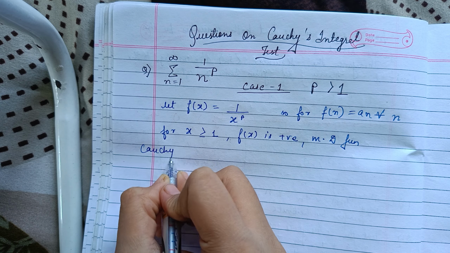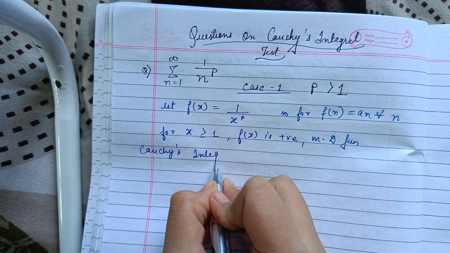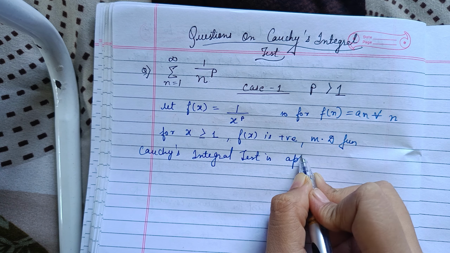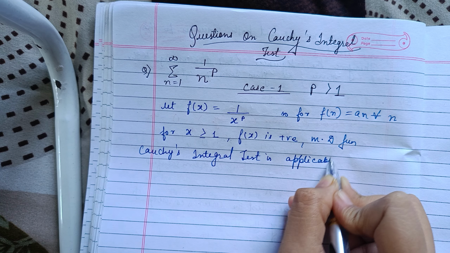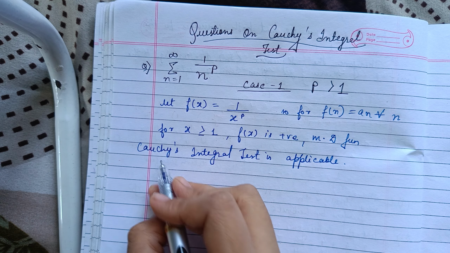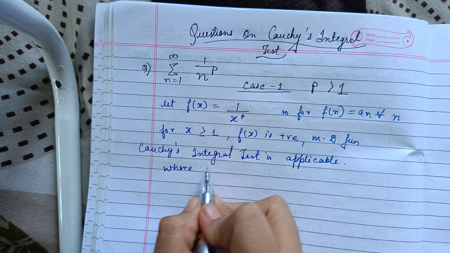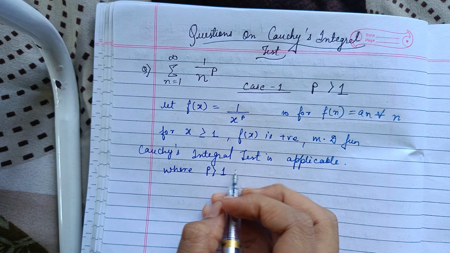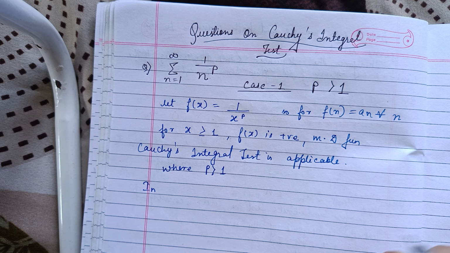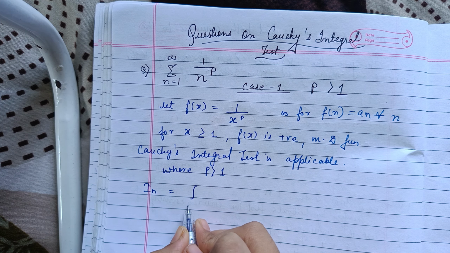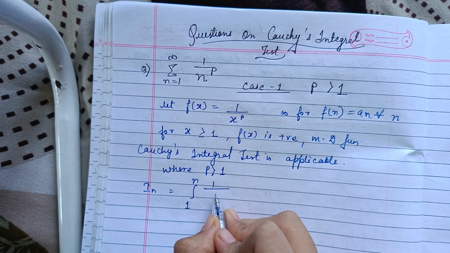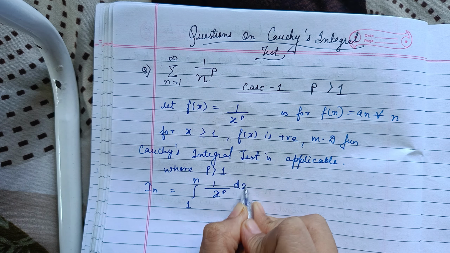Now, case 1 we are taking where p is greater than 1. So, what is I_n now? I_n is the integral from 1 to infinity of 1 upon x to the power p dx. This is I_n.